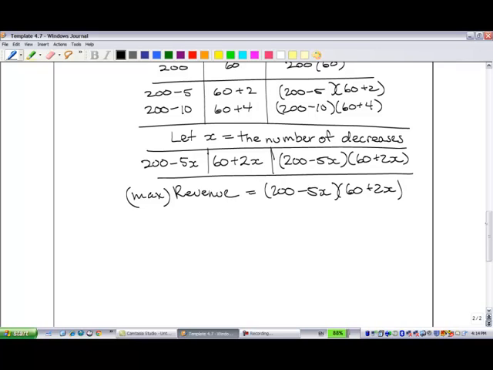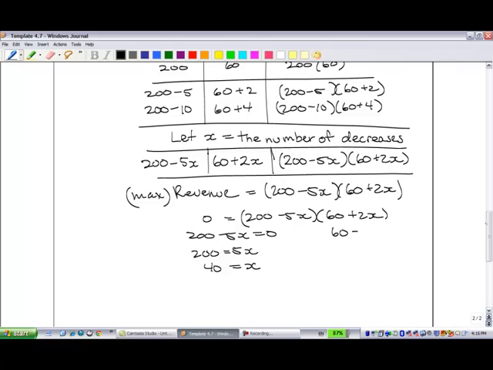I'm going to solve this using the factor 0 method. It's typically a little bit easier, I think, in this case. Completing the square on those two factors is a little bit ugly. 200 minus 5x equals 0, so 200 equals 5x, and 200 divided by 5 is 40. So we get an x value of 40. 60 plus 2x equals 0, 2x equals -60, x equals -30. So those are the two zeros.